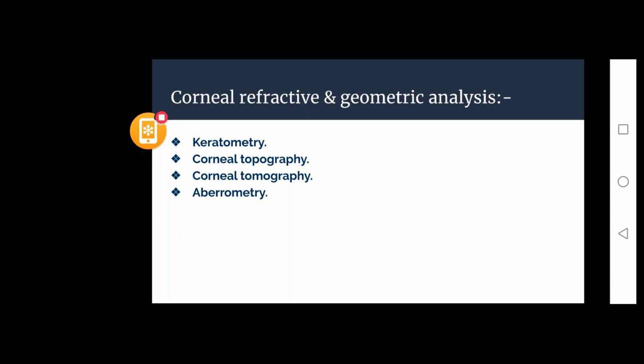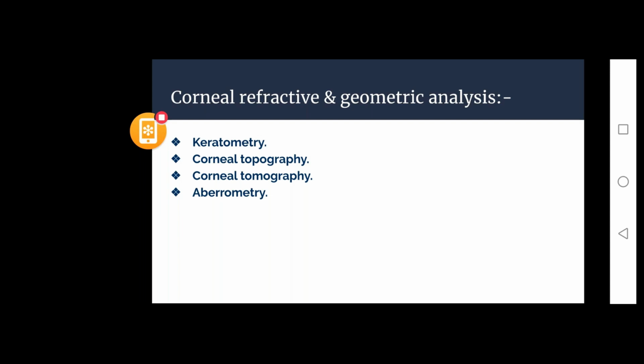Okay, so basically, I was telling you about the corneal refractive analysis. It basically tells us about the astigmatism, and there is something known as geometrical analysis. Geometrical analysis tells us how high or how low the cornea is. In other words, how elevated or how depressed the cornea is. These are the factors in the output of a corneal topographer.